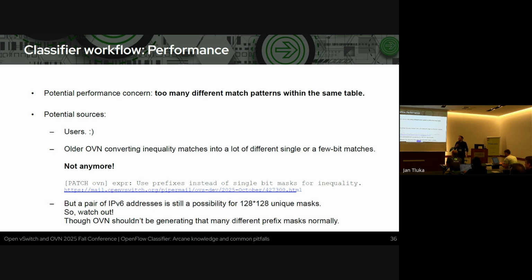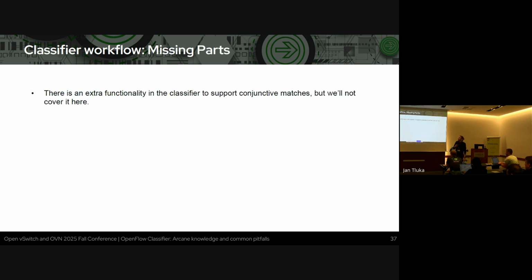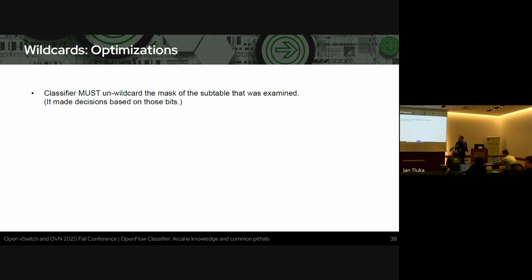Still, even if you have a pair of IPv6 addresses, it's still 2^128 squared possible masks. So watch out. Users are still a problem. There is some extra functionality in the classifier to support conjunctive matches. We are not going to go into that in this talk, just to save time.